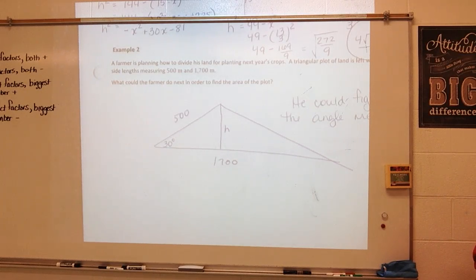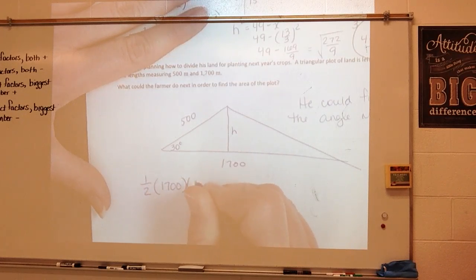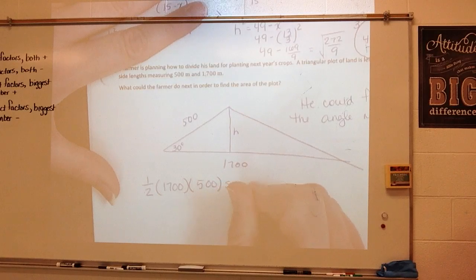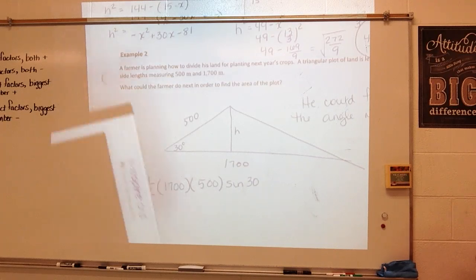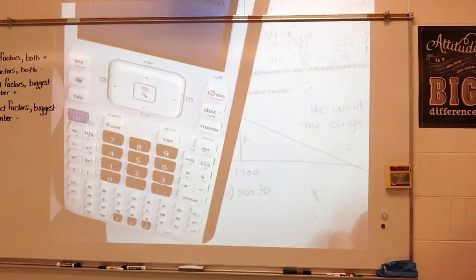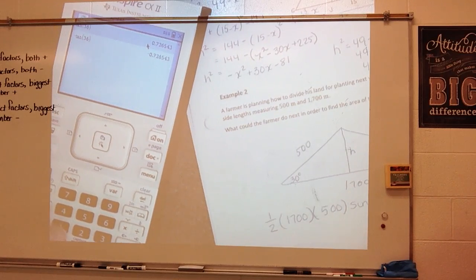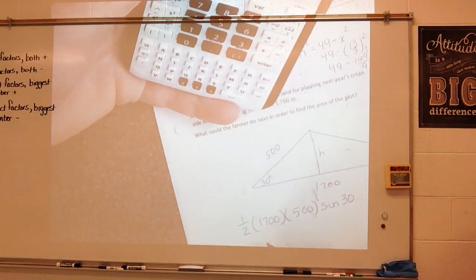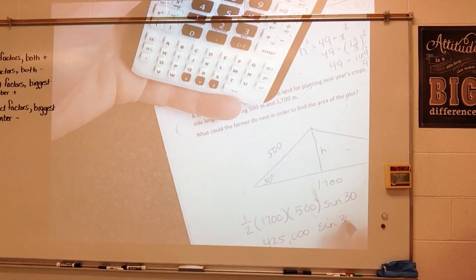Well, we literally just said that we can do 1/2 times my base times my side times the sine of 30. Alright? So if I do that, let's go ahead and figure this out. So 1/2 of 500 is 250. So 1700 times 250 gives me 425,000 sine of 30.